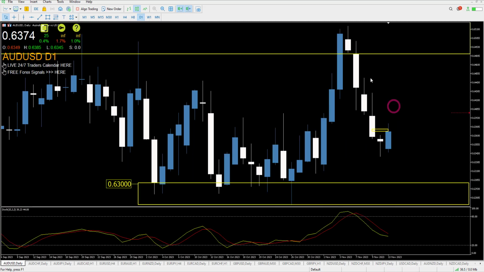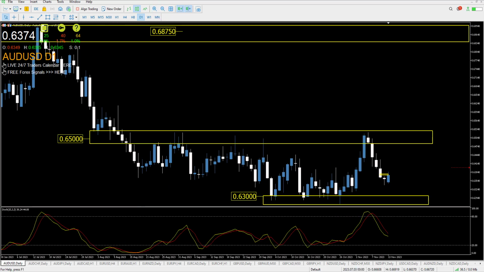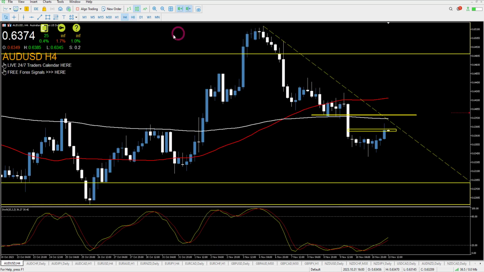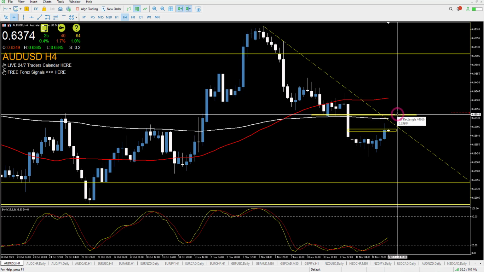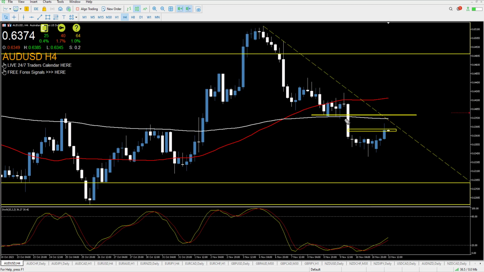Daily chart at the moment, though, is not what we want to see. I want to see daily bearish closes. We've just had a break of the previous day's high, so I think this market's going to move a little higher. The 4-hour area at 0.64 is where we have our alert set.